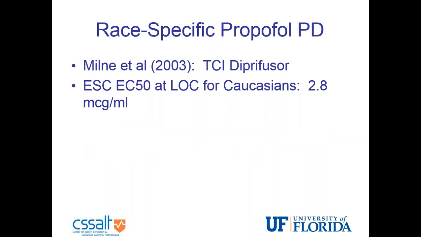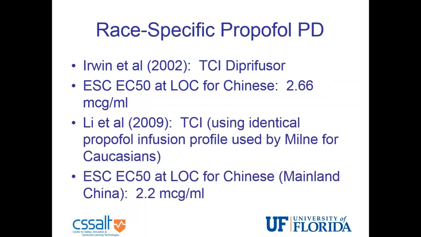Mill et al. did a study with Caucasians. We're using the TCI diffuser pump and the predicted concentration at loss of consciousness for 50% of the population was 2.8 micrograms per milliliter. Irwin did a study using Chinese patients in Hong Kong, and he got a value of 2.66. And Lee also did a study, and he got a value of 2.2.